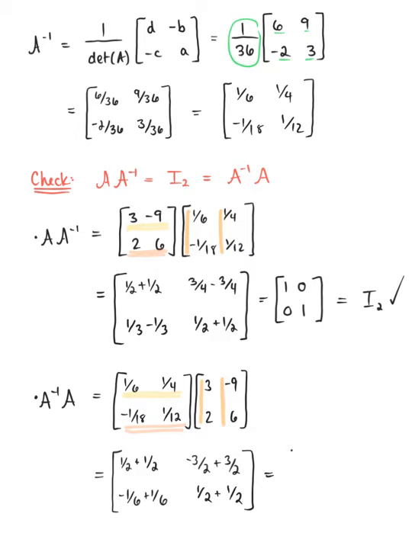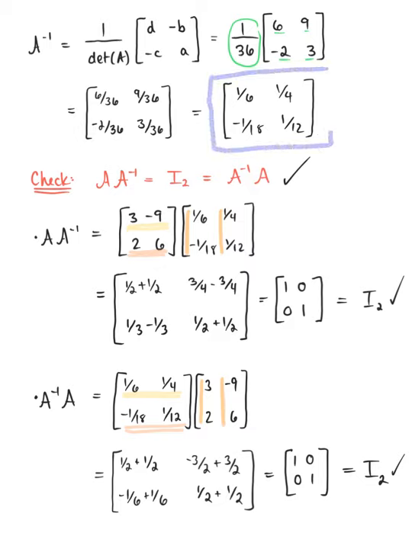And simplifying, we have the 2 by 2 matrix 1, 0, 0, 1, which again is that 2 by 2 identity matrix. Woohoo! So we have verified both cases and can now officially conclude that yes, what we found above is the inverse of matrix A, and our beautiful final answer.